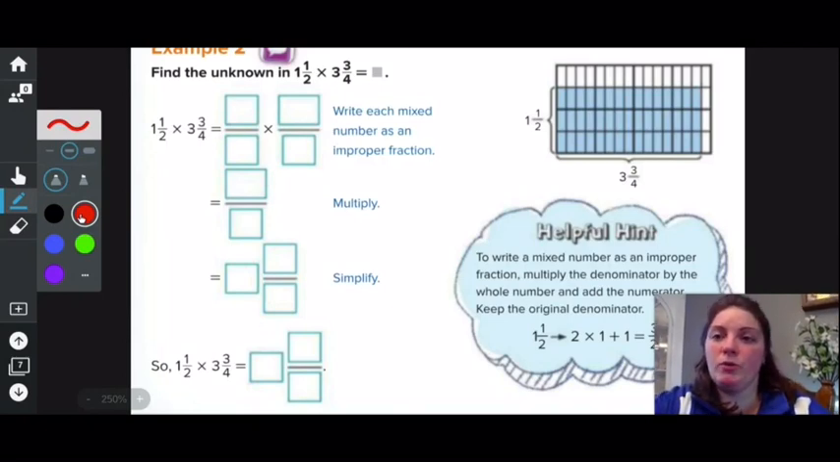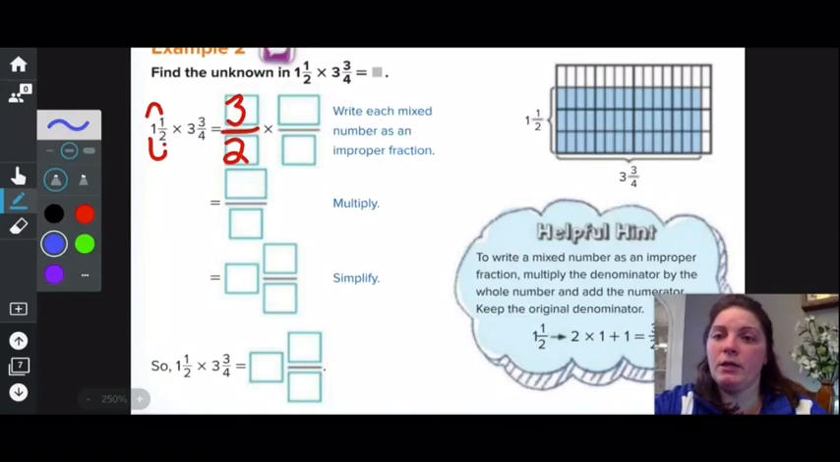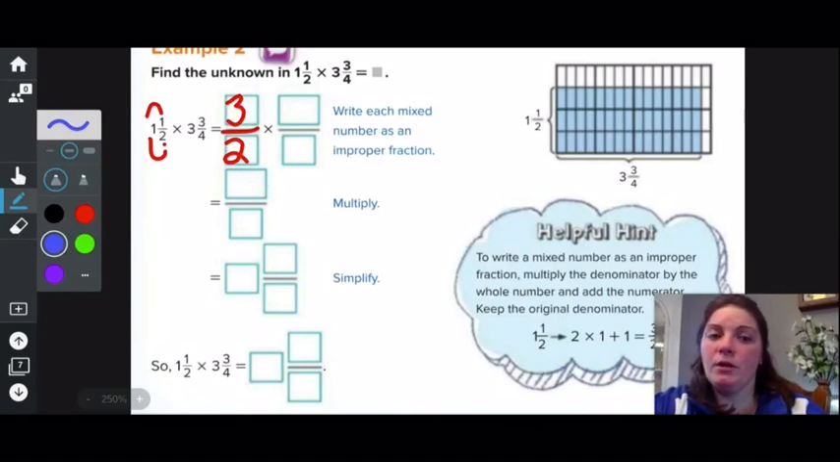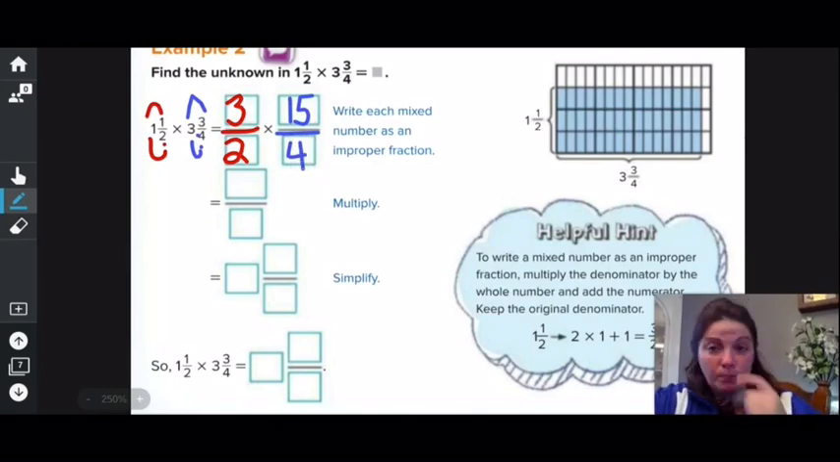So let's start with 1 1/2. If we do that little circly thing to make it improper, 2 times 1 is 2, plus 1 is 3. So my new numerator is 3, and I keep that same denominator, 2. Now let's look at the second mixed number, 3 3/4. 4 times 3 is 12, and 12 plus 3 is 15. Keep your same denominator, 4. So we have 3/2 times 15/4.